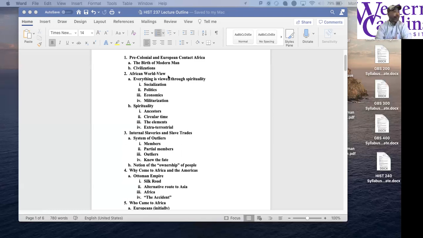For example, the decision to be a miner, to be a mining community or not be a mining community, viewed through the lenses of spirituality. A hunter, a hunting community, a pastoral community, meaning raising livestock, an agricultural society. Those decisions and then the carrying out of the mode of production will be determined and viewed through the lenses of spirituality, right?